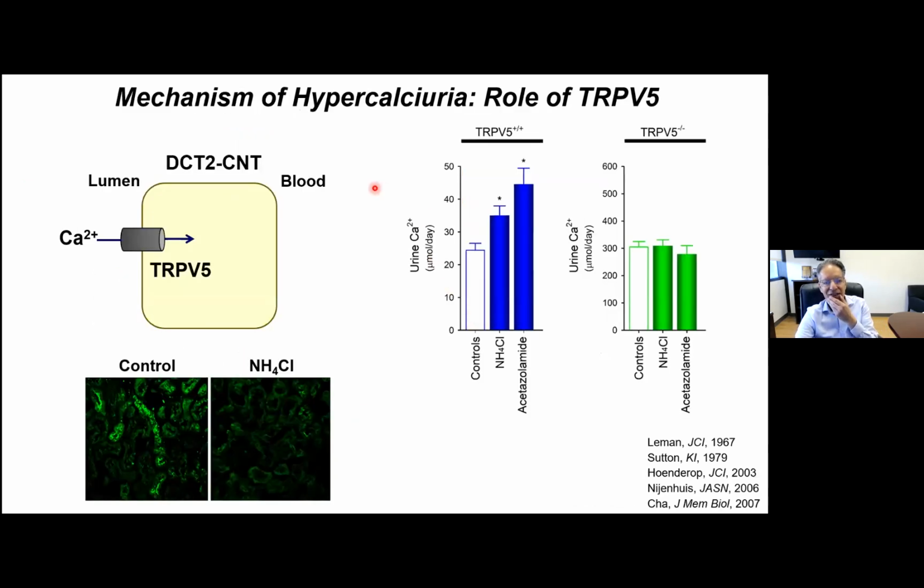So this is actually now felt to be the mechanism of the hypercalciuria. It's the role of one of the TRP channels, TRPV5, a channel that's now shown to be in a portion of the nephron called the DC2, the distal convoluted tubule, second portion, and also the portion right after it called the connecting tubule.